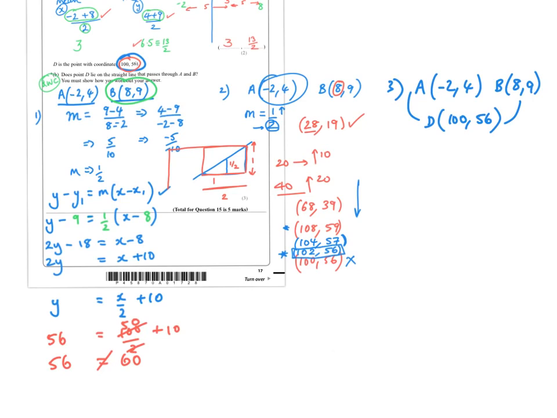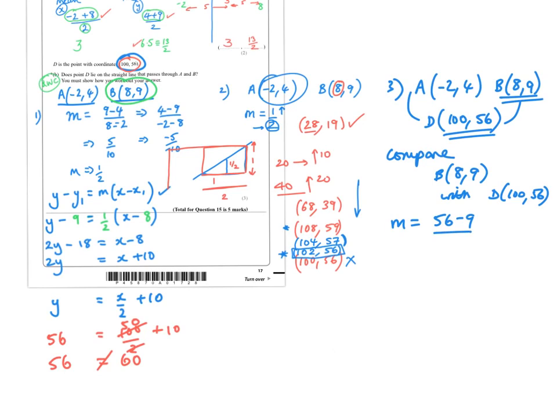So why don't we make the numbers the easier ones, the positive ones? So we'll just compare coordinate B with D. So we'll look at the gradient, and that's the change in the y. So we can do 56 minus 9. Don't forget you can do 9 minus 56, but we'll just do this way for now. 56 minus 9 over 100 minus 8.